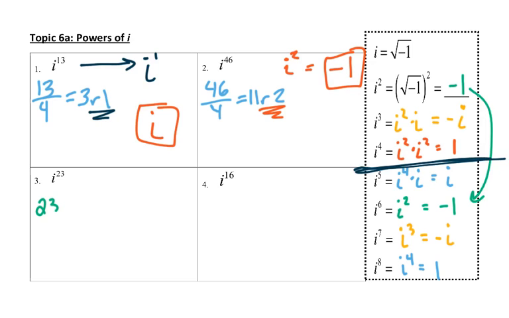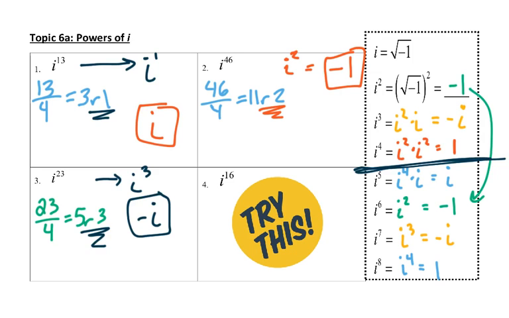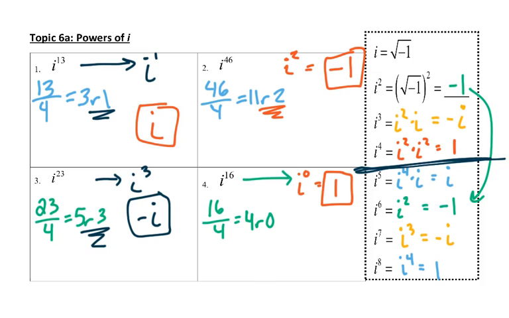Problem 3, we take our exponent, divide it by 4, and that's going to be 5 remainder 3. So the remainder of 3 means that this is really like i cubed, which is -i. Try number 4 real quick. So when we divide by 4, we get a remainder of 0, which means it's like i to the 0. And if you remember, anything to the 0th power is really just 1. So if your exponent is divisible by 4 evenly, then your answer is just 1 every single time.